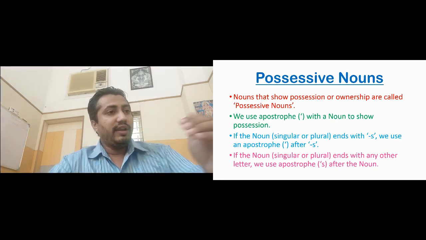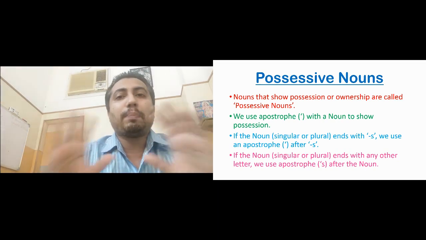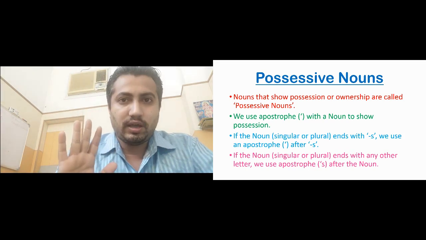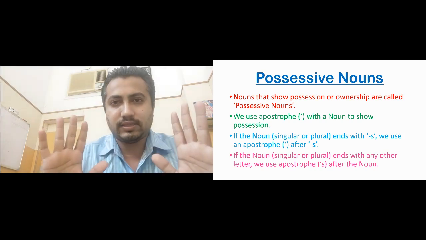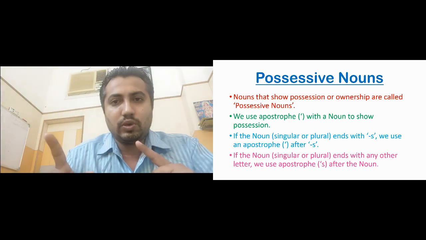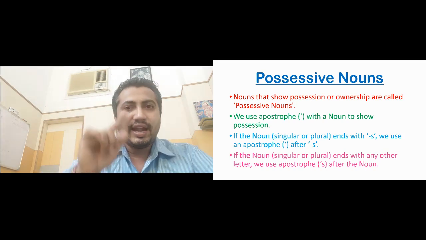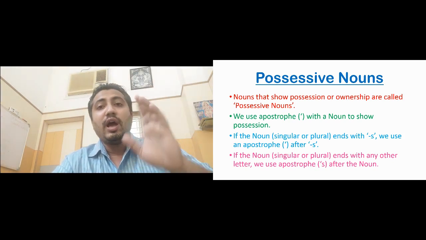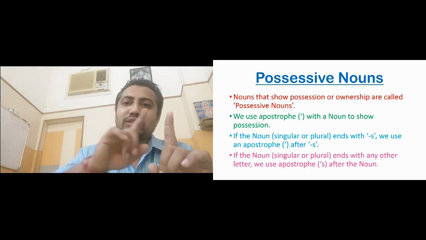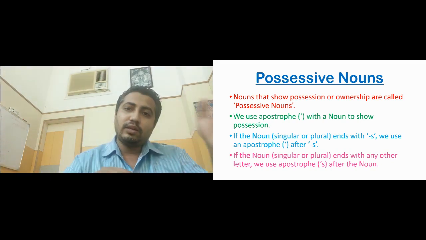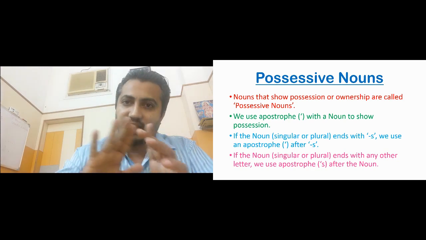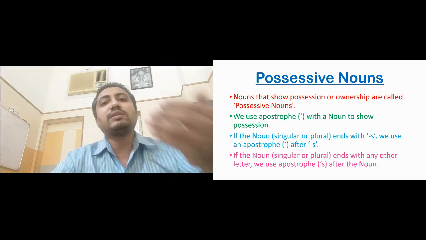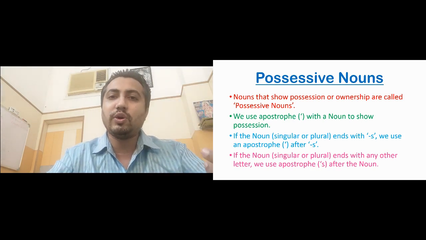Now, if the noun is singular or plural and there is no s at the end of the word, then to make it possessive we use an apostrophe and after that s. So singular or plural, if there is an s at the end we only put an apostrophe, and if there is no s at the end we put an apostrophe and then s. Understood students? This is how we change a noun to a possessive noun.